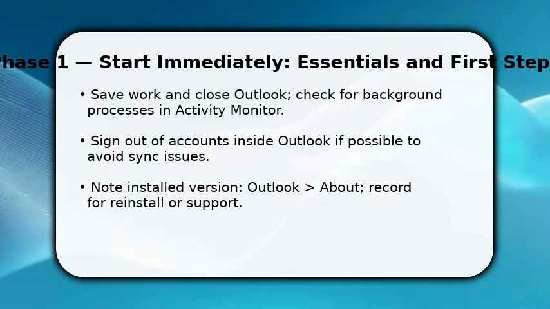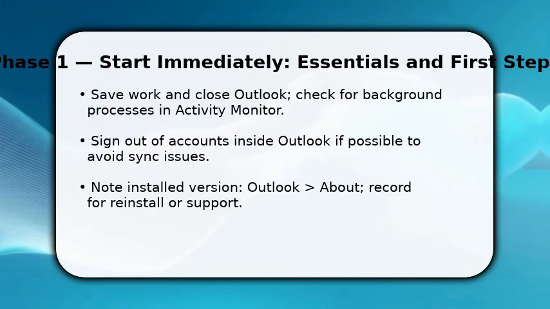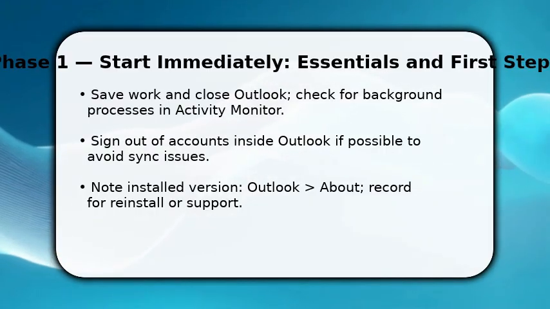You begin by quitting Outlook and stopping any related background processes. Open Activity Monitor, find Microsoft-related tasks, and force quit them if needed. Once done, sign out of your accounts inside Outlook so cached data won't resync unexpectedly.